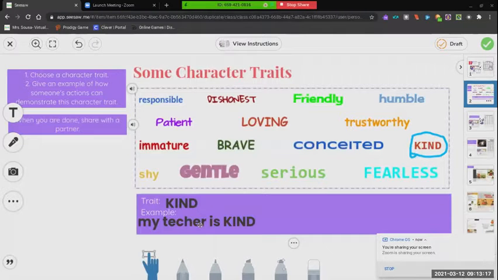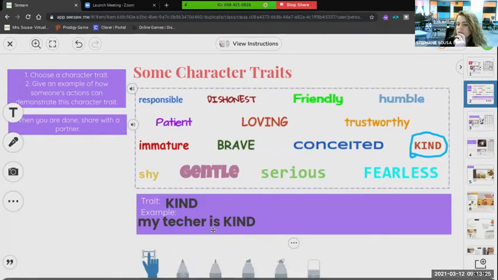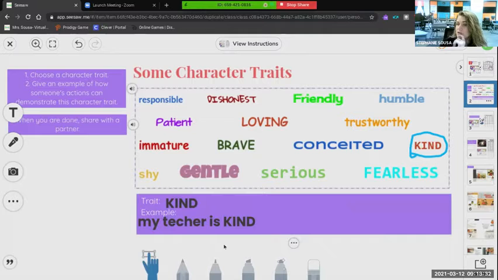Christopher, do you have one to share? I'm kind, and I think my teacher is kind. Well, thank you. So let's share an example. How do you know that someone is kind? How do you know that your teacher is kind? Because she can help out people. Awesome. Add that onto your sentence. So my teacher is kind because she helps people out. Perfect. So giving that example of an action or a feeling or a saying of some kind.